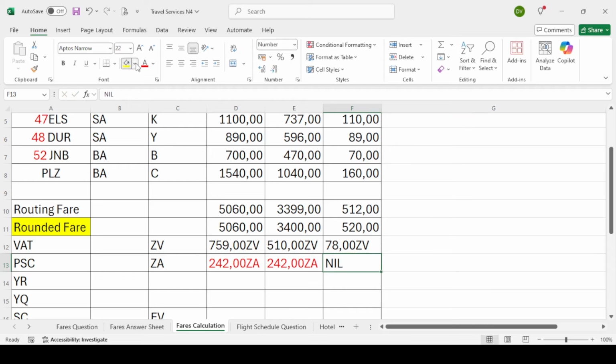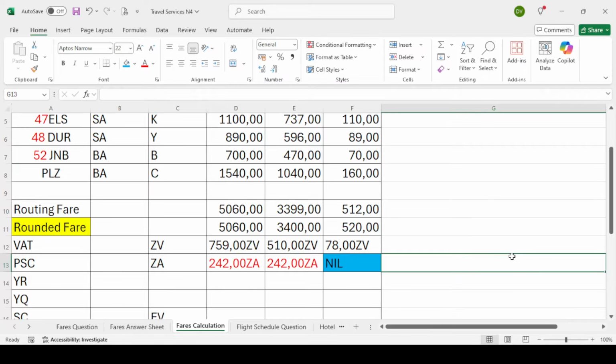It's very important. I want to make it a different color. The infant will never pay PSC. Only the adult and only the child pays the PSC. This is the only exception on the fares. None of the other taxes work like this. Everybody pays everything. But for PSC, the infant will not pay that tax. Right.